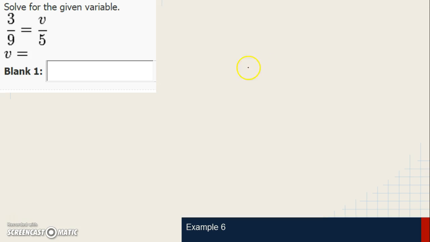Example number 6. Again, we're going to cross multiply, so here I have 3/9 equals v/5. We're trying to find the value that gives us equivalent ratios. So I have 3 times 5 equals 9 times v, which is 15 equals 9v. Going to isolate v by dividing both sides by 9.